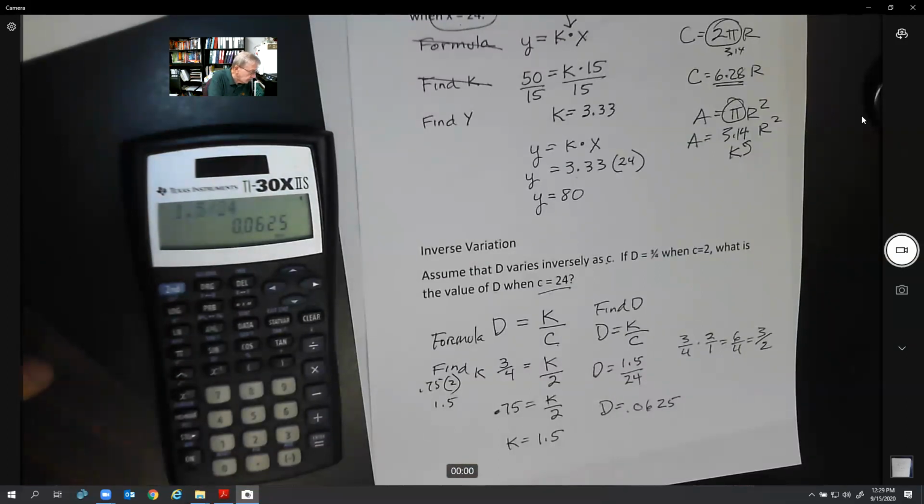I don't even know where I got this problem from, but apparently this will work. Okay, so that's the idea of doing this problem.